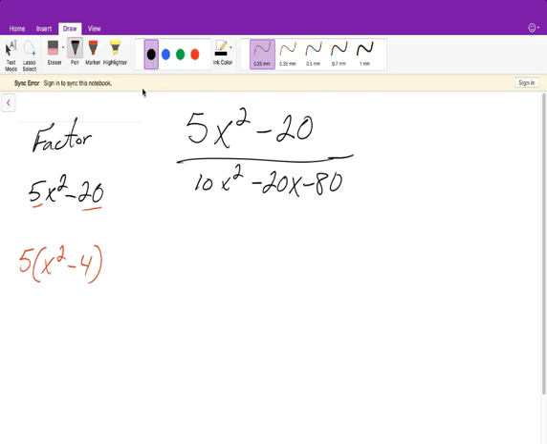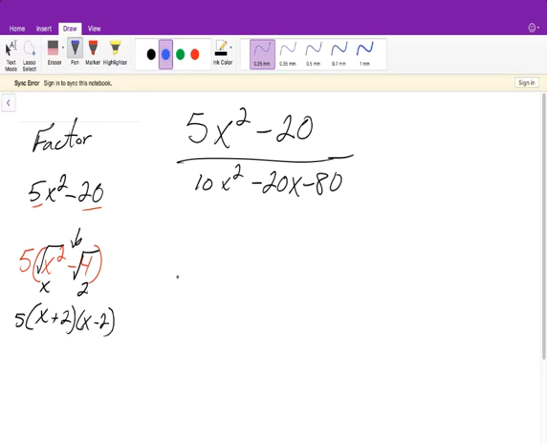Now, once we have two terms, we know that if it's going to factor and it's a difference of two terms, then that means it's going to be a difference of squares if it will factor. So we look to see what the square root of x squared is, x. The square root of 4 is 2. So that means this will factor out to 5 times x plus 2 times x minus 2.